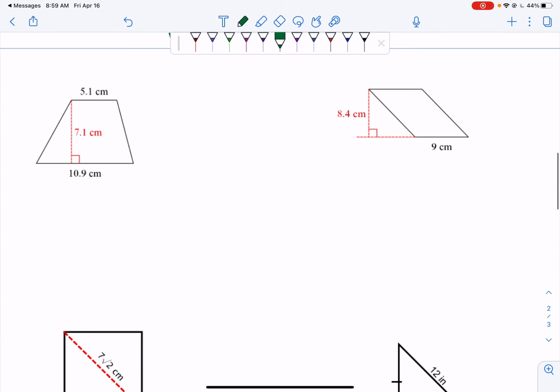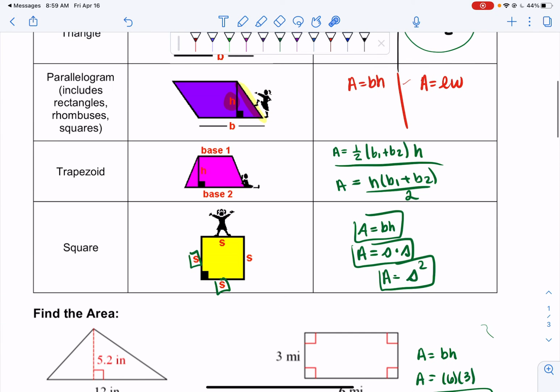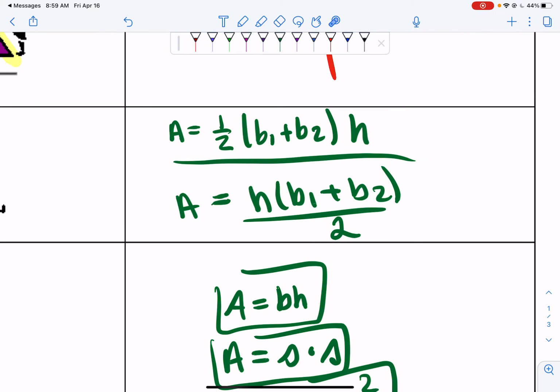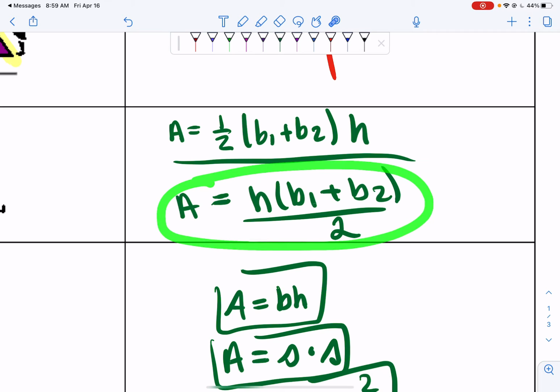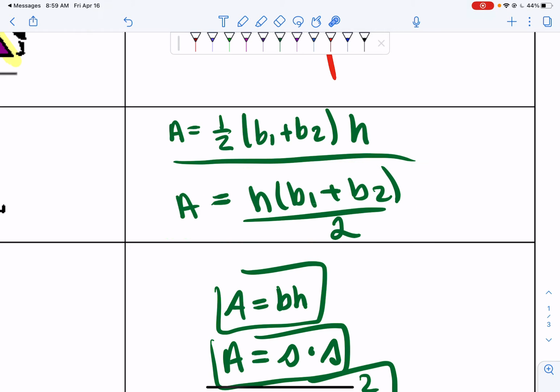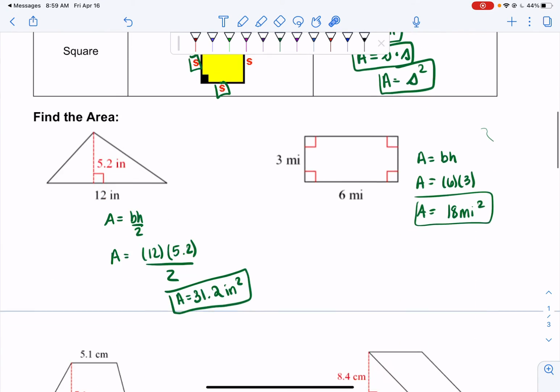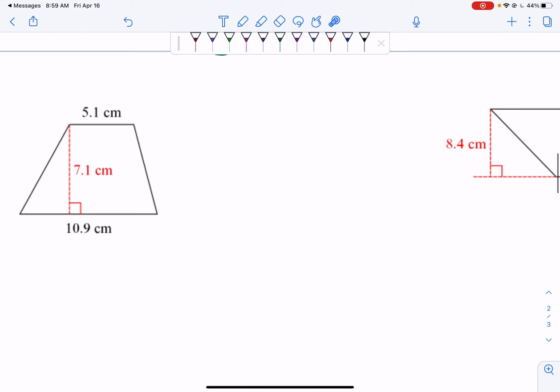Now let's go on to this example. In this image right here, we have a trapezoid. If we go above, we know our trapezoid formula is going to be, I'm going to use this one because that's the one I prefer: H times B1 plus B2 divided by 2. So let's do that. So area equals H times B1 plus B2 over 2.